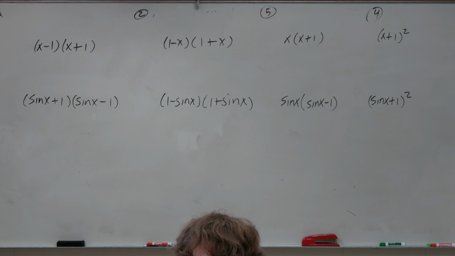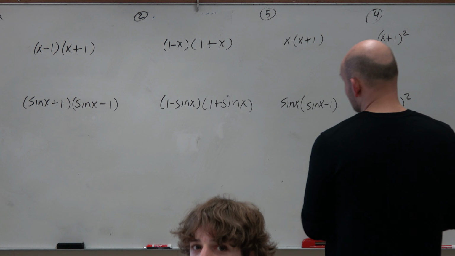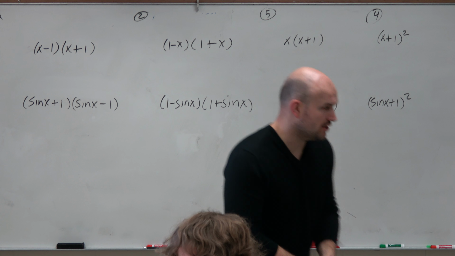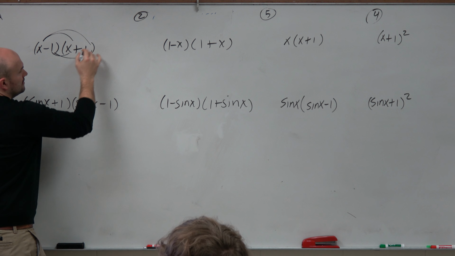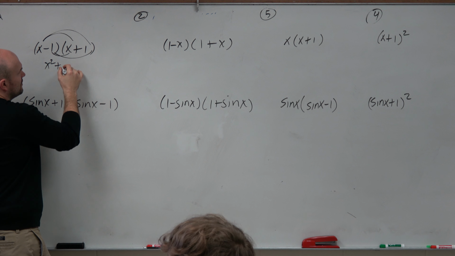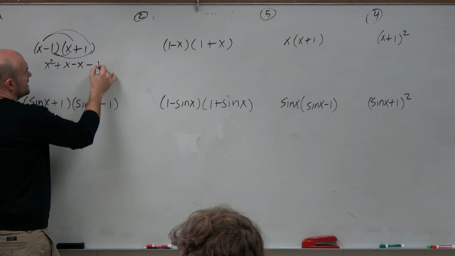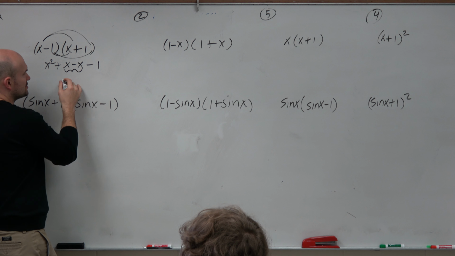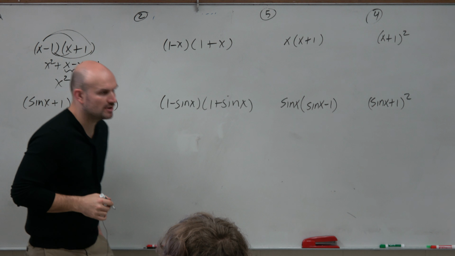All right, so in this first example, we have x minus 1 times x plus 1. And we should recognize this is the difference of two squares. But if you don't, guys, remember you can apply FOIL, right? Multiply everything times everything. So x times x is x squared. X times 1 is x. Negative x. Negative 1 times 1 is a negative 1. Again, you can see the middle terms cancel or add to 0. So you're left with x squared minus 1, right?